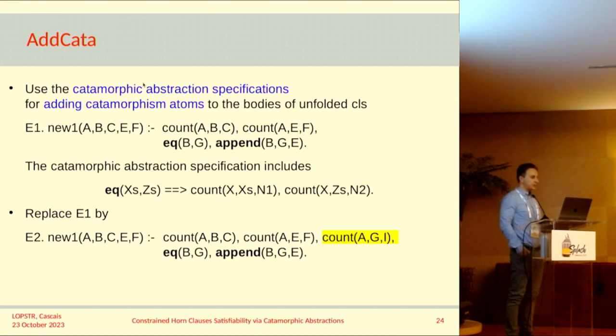Then, using the catamorphic abstraction specification, we possibly add catamorphism atoms to the bodies of the unfolded clauses. So for instance, this is an unfolded clause, and the catamorphic abstraction specification includes this expression that says that for EQ, I'm interested in counting the occurrences of X in the first list and in the second list. And going back here, I see there's just a count on the first list. There is no count on G, the second argument. And so I add the count for it. Note that I is a fresh variable, so I'm preserving the satisfiability. I is existential, it can be anything.